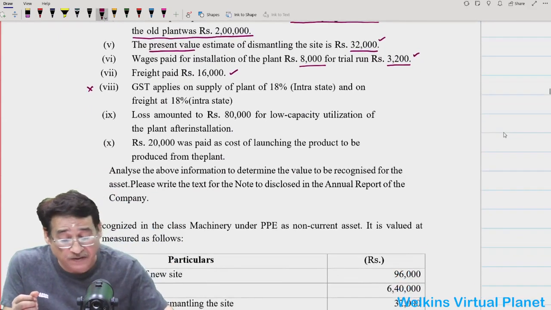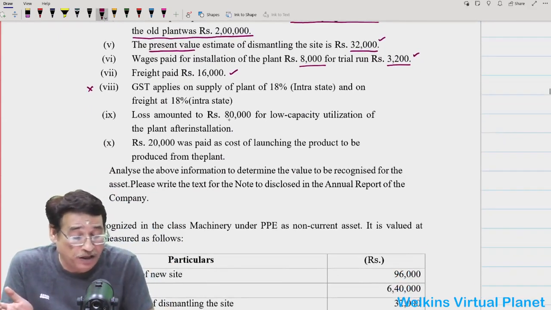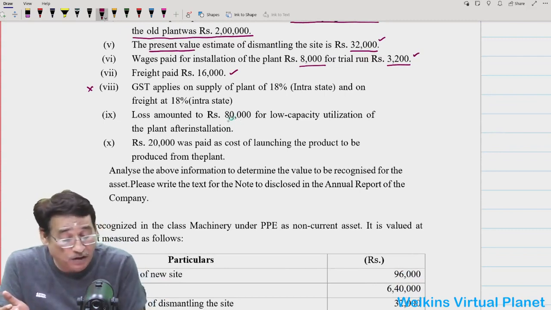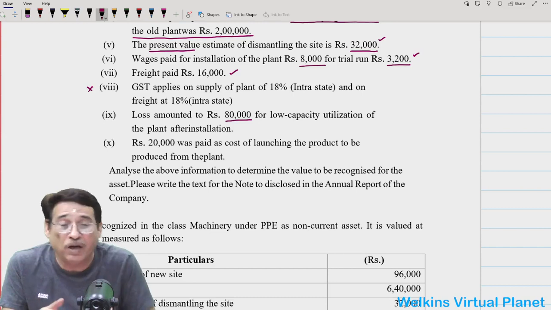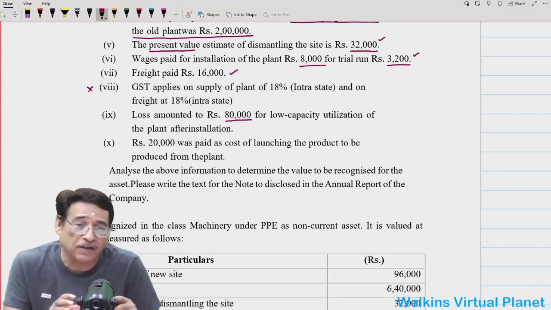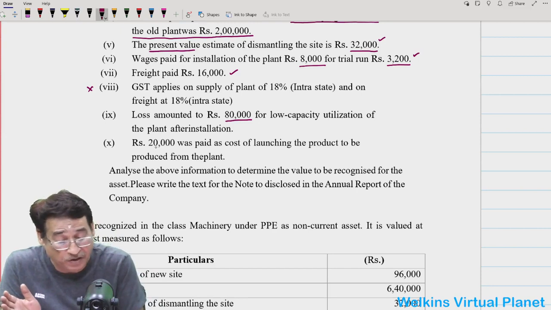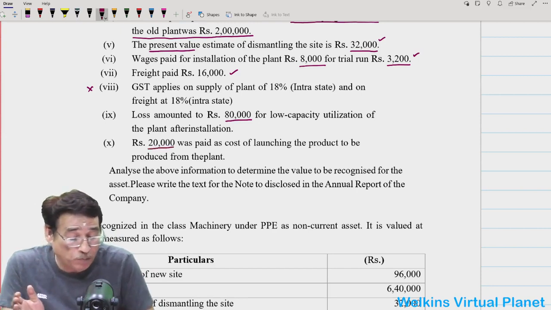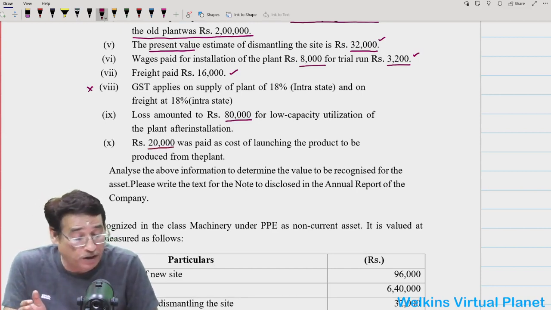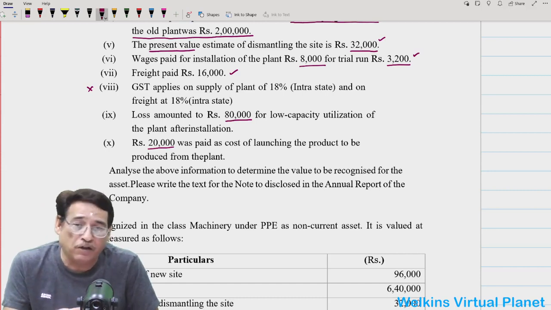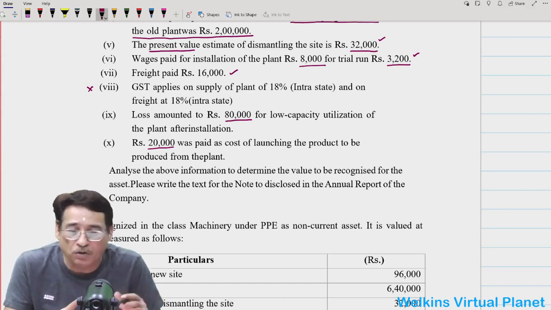Then further, it is given that loss amounting to 80,000 for the low capacity utilization of the plant after the installation. So any loss you incur for low capacity utilization will not form part of the new cost. It will simply be expensed. Now, 20,000 was paid as cost of launching the product to be produced from the plant. Again, this is not connected to the cost of the plant.